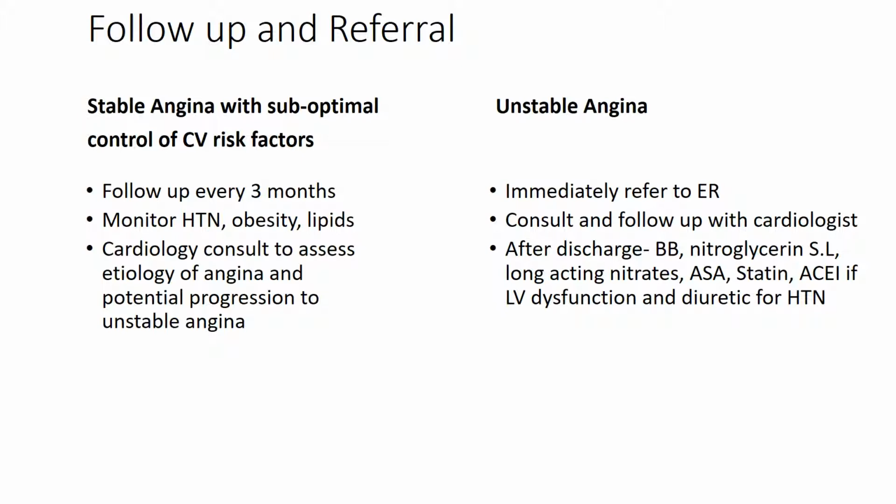For follow-up, if you have a patient with stable angina and they have not very good control of their cardiovascular risk factors, make sure you're seeing them every 3 months to be monitoring for progression of disease and comorbid conditions. Keep a good control on their hypertension, their obesity, and their lipids, and consult cardiology to assess the nature of angina and potential progression to unstable angina.